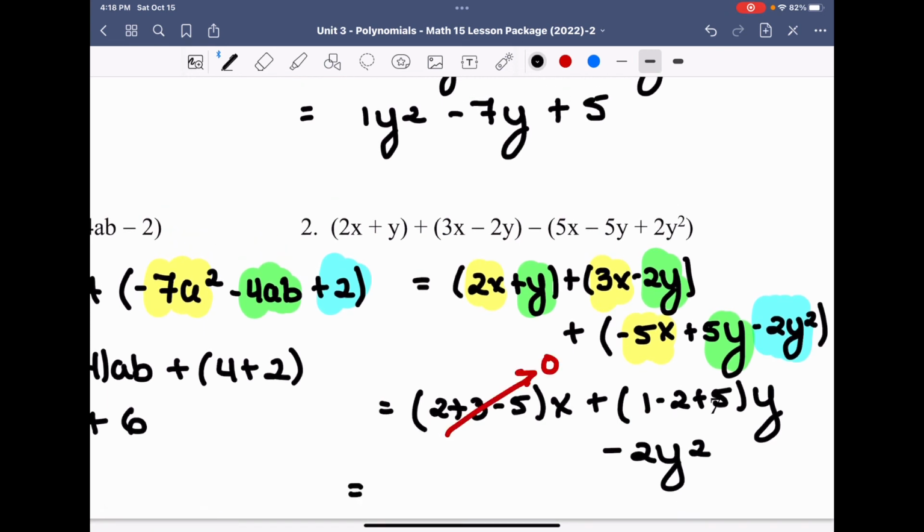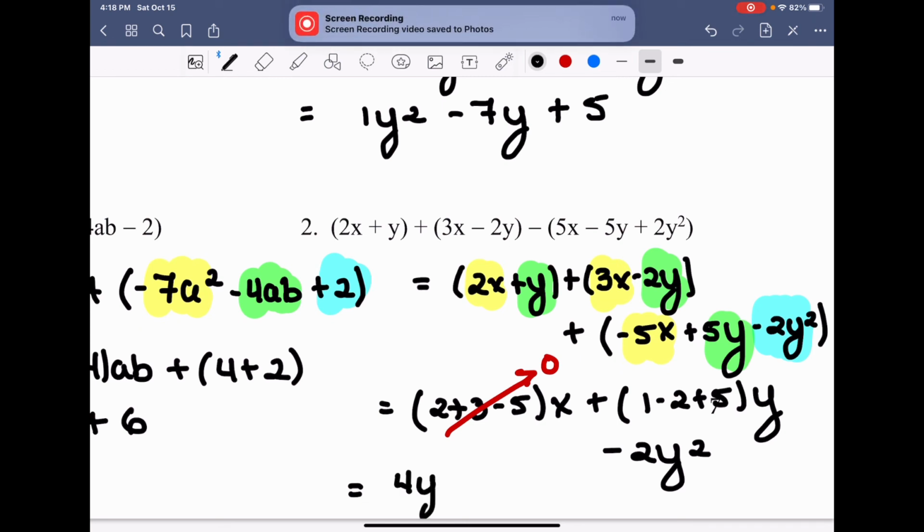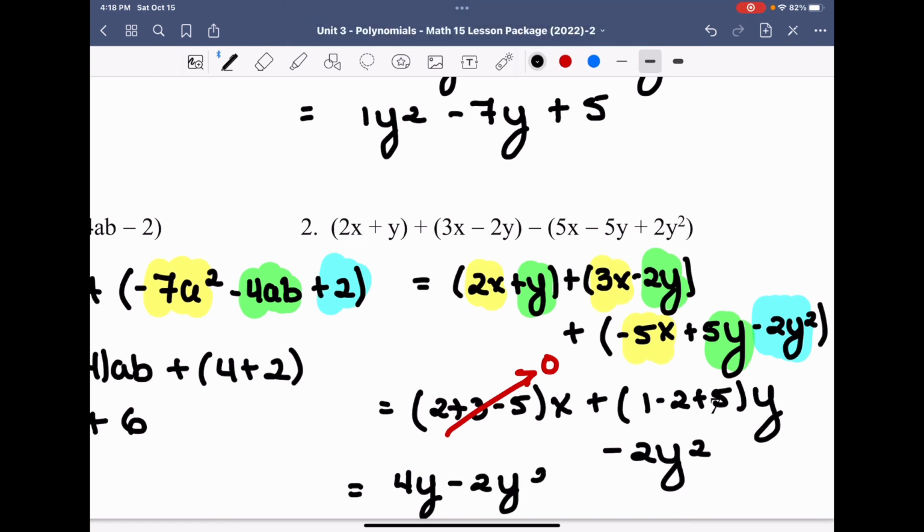And so now my simplified statement becomes, well, we have 0 x's, and then when I look at my y's, I have 1 minus 2, which is negative 1, plus 5 is 4 y's. And then there's only one y squared, and that's our negative 2y squared. So there's our final solution.